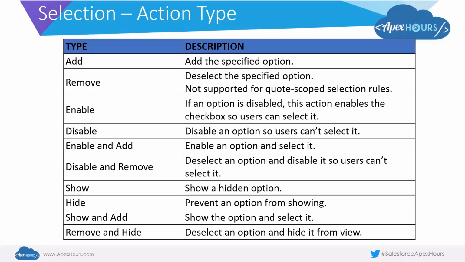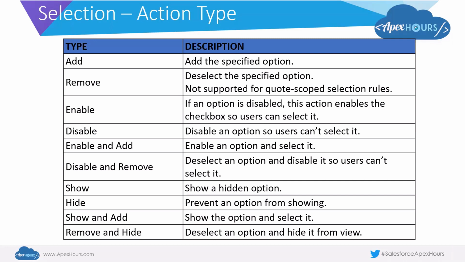So enable is going to, if something was already disabled, it's going to enable it and then automatically select it, while show and add will show the option. Basically, it's not enabling it, it's showing the option. If this option was not there, it's going to show it and then it'll automatically select it.